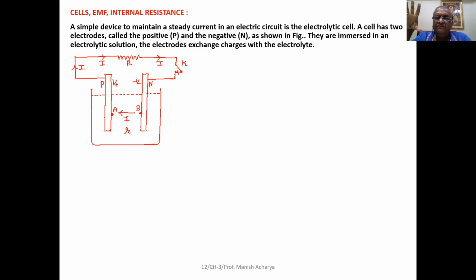But just remember this thing, due to some chemical reactions between these electrodes and the electrolytic solution, there will be the exchange of charges between the electrolytic solution and electrodes. And due to that, one electrode becomes positively charged and another becomes negatively charged. Clear to all of you?